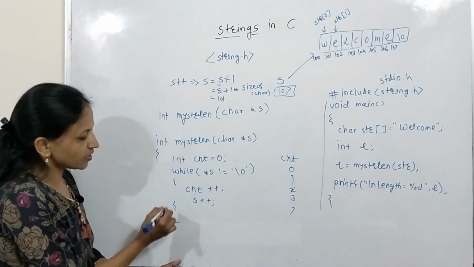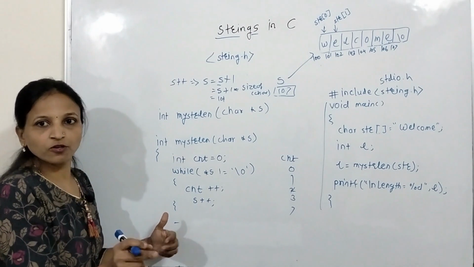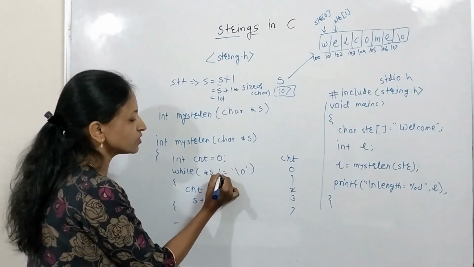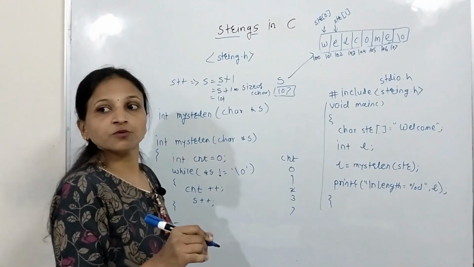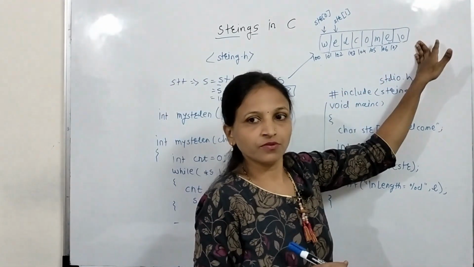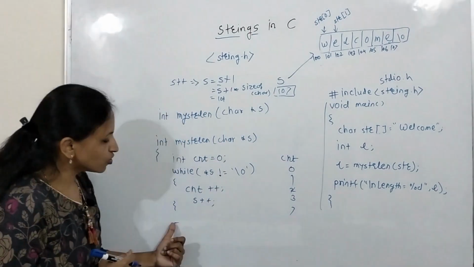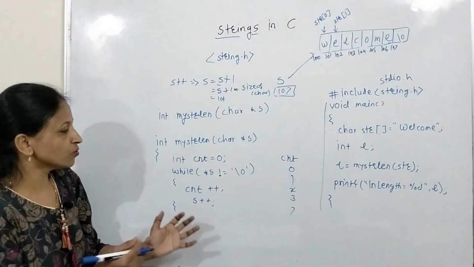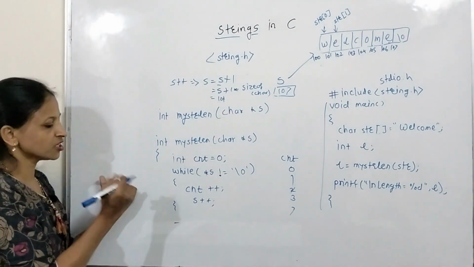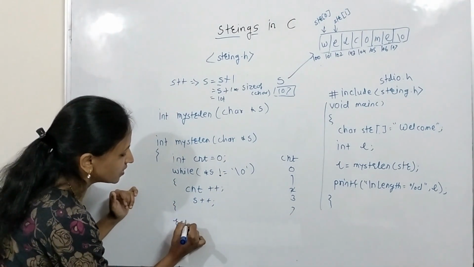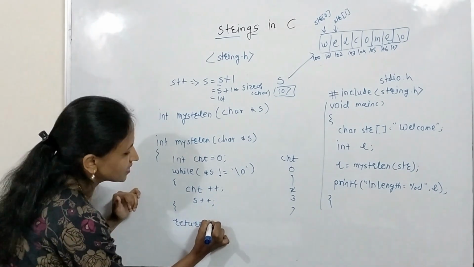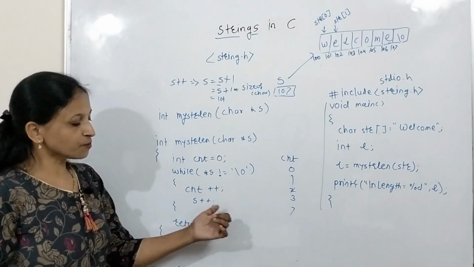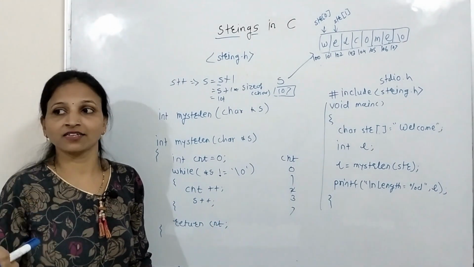Control will automatically come out of that while loop, because this condition is false now, because star s not equal to /0 is false, because star s is /0 now at the end. And that's why control will be here and cnt value will become 7. Now we have to return that cnt from this function, and for that we will use that return keyword. Return cnt. Yes. Getting?